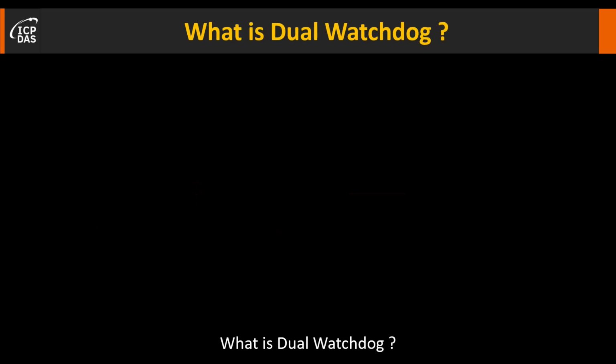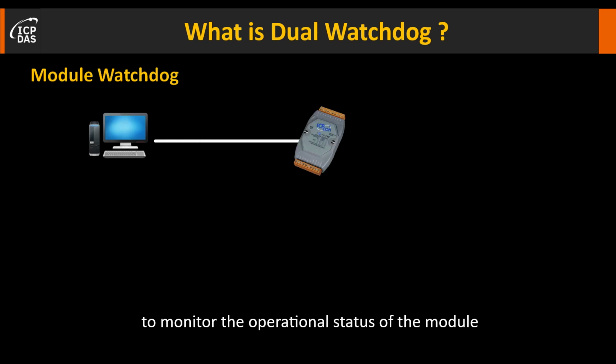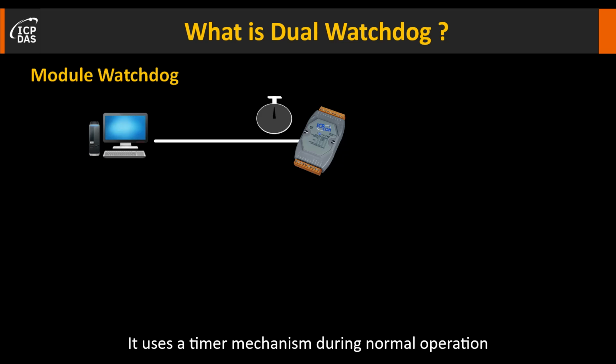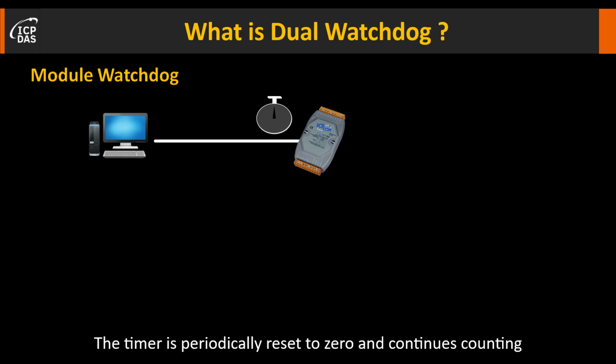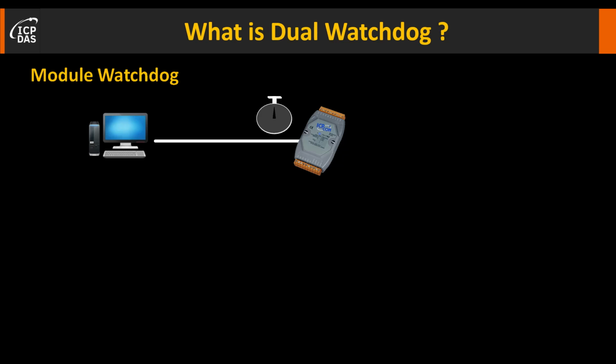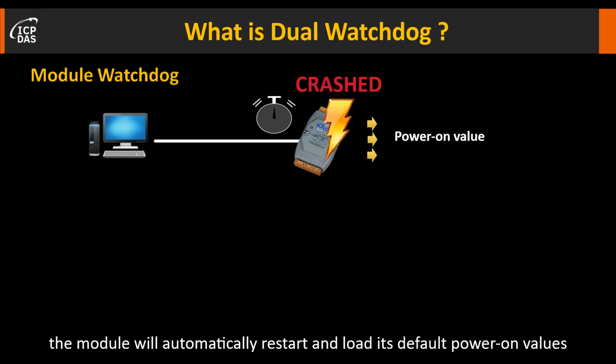What is dual watchdog? Module watchdog. The hardware watchdog is a circuit designed to monitor the operational status of the module. It uses a timer mechanism. During normal operation, the timer is periodically reset to 0 and continues counting. If a timeout occurs, the module will automatically restart and load its default power on values.